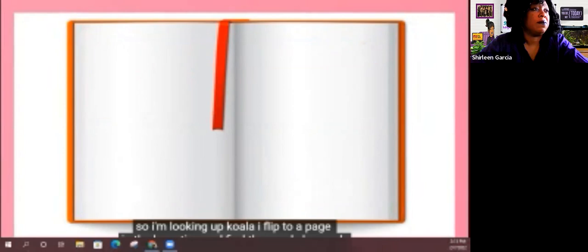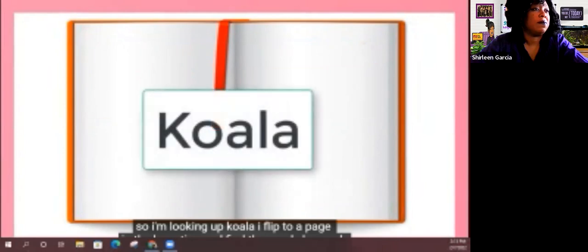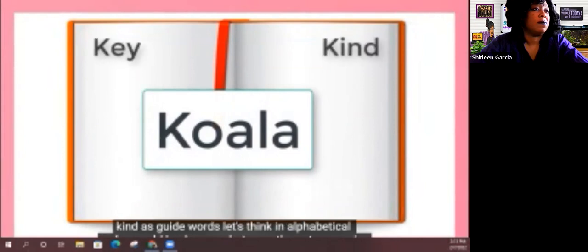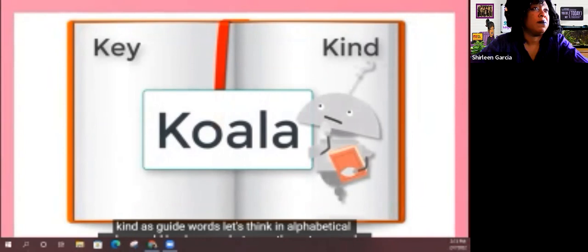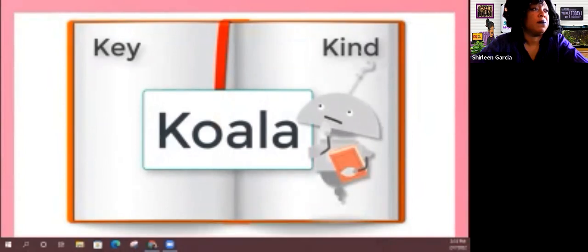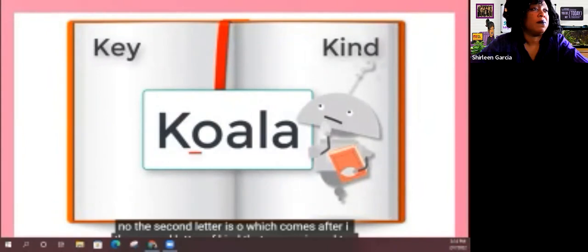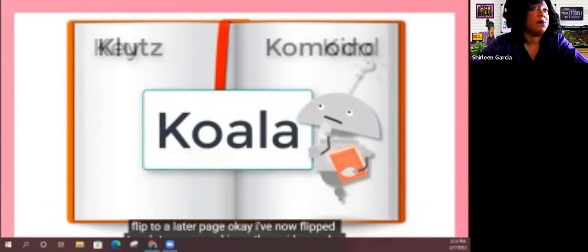So I'm looking up koala. I flip to a page in the K section and find the words key and kind as guide words. Let's think. In alphabetical order, would koala come between those 2 words? No. The second letter is O, which comes after I, the second letter of kind. That means I need to flip to a later page.